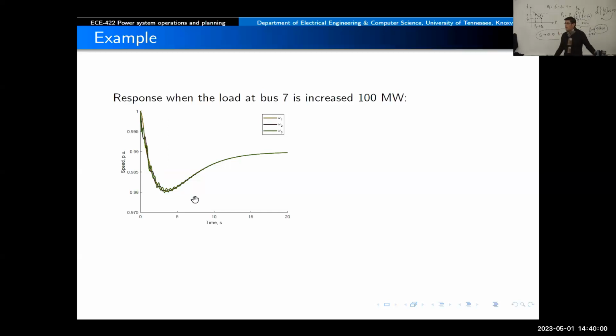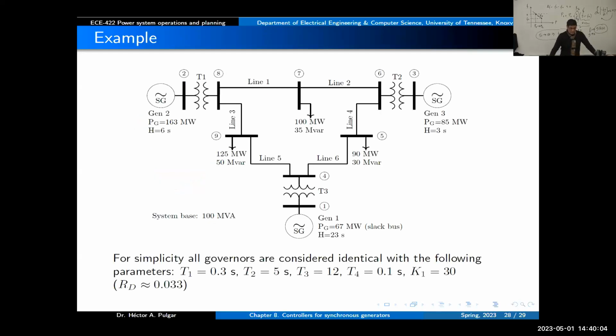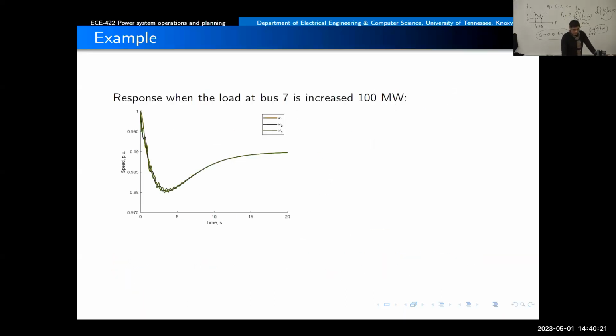What machine do you think might oscillate more? Generator 1 has a large inertia. Generator 3 has the least inertia. Probably that's the one that might oscillate more with the frequency excursion. And that should be it. It's hard to see with this color, but it's the clear green color, which is the one that we observe there.